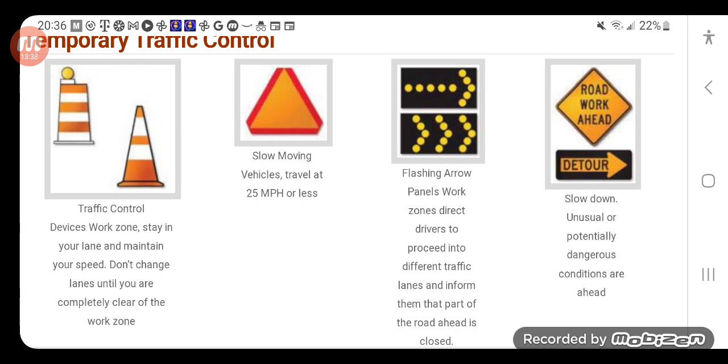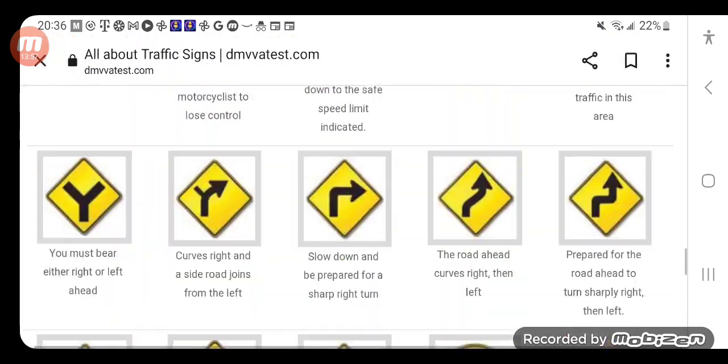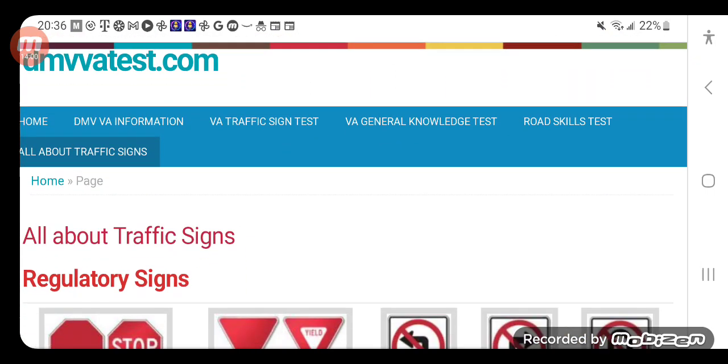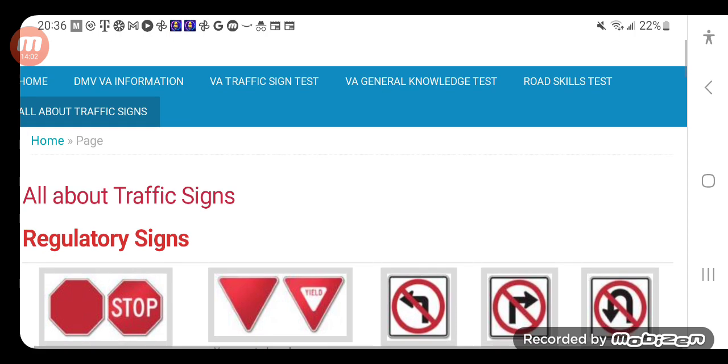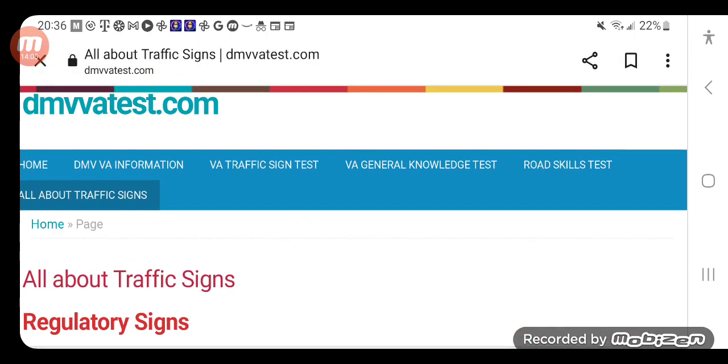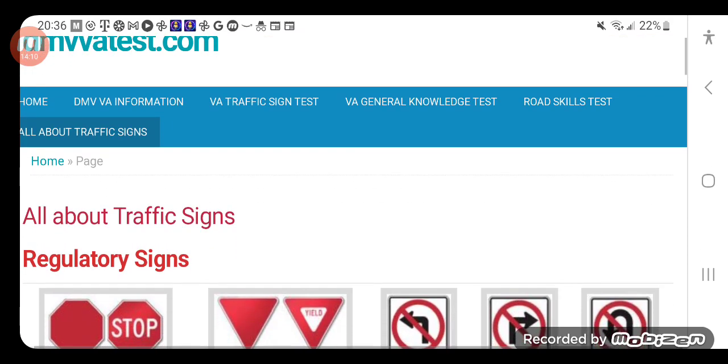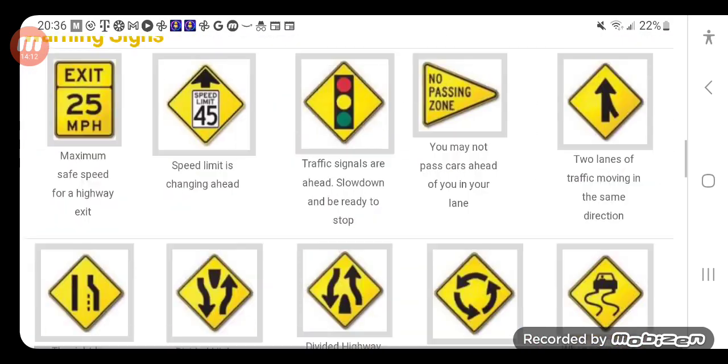And finally, when you see road work ahead or detour, be sure that you slow down, because it means that there's construction coming up, and usually they'll have these signs about 1,000 feet before you reach the construction zone. So those are the traffic signs that I wanted to talk to you about. These are very important that you memorize what they are and what they do, so that you can drive safely on the roads and that you can be prepared to stop when you need to stop.